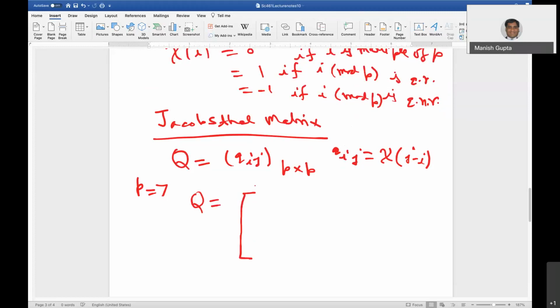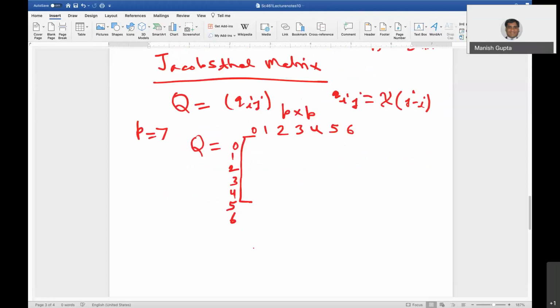Okay, 0, 1, 2, 3, 4, 5, 6. Here 0, 1, 2, 3, 4, 5, 6. So we need to adjust a little bit.